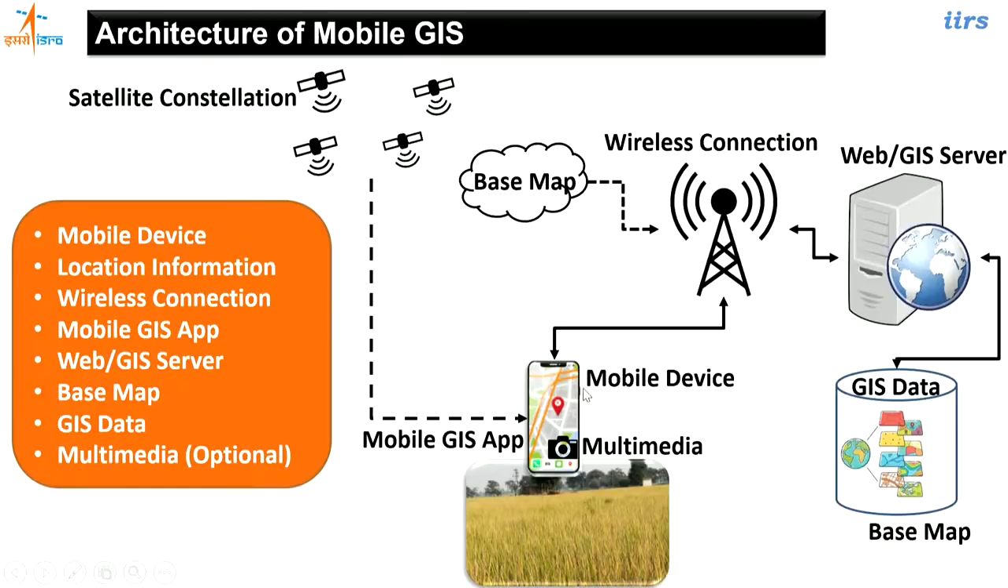Or if it is for the general public, like citizen science or volunteer GIS, then I can make it open for all. Similarly, GIS data is another component which can be stored in the central server here. From there it gets fetched to the server, then through the wireless connection, and then directly comes to the mobile GIS.